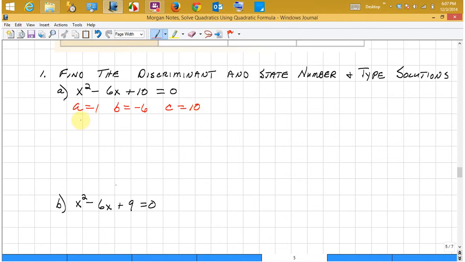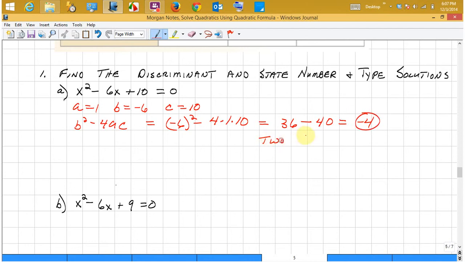So the discriminant, b squared minus 4ac, would be equal to a negative 6 squared minus 4 times 1 times 10. That would be equal to 36 minus 4 times 1 times 10, 40. That would be equal to a negative 4. So the value of the discriminant is a negative 4, and I would end up with two complex solutions.